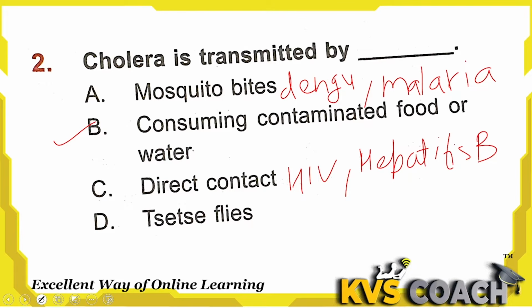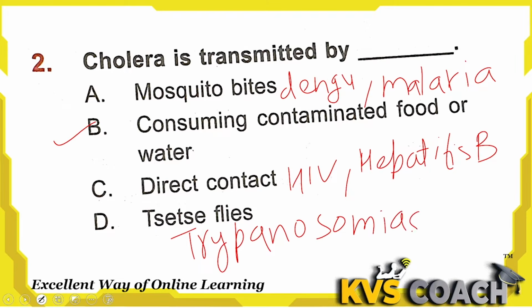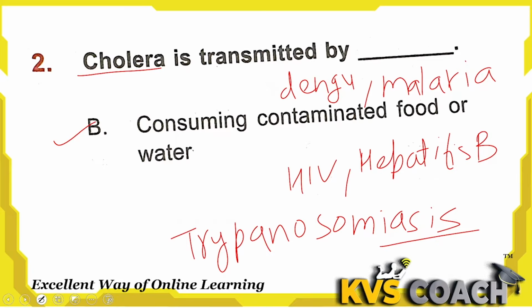Okay, and the tsetse fly, this fly causes sleeping sickness. This is the disease which causes sleeping sickness, and the scientific name of this disease is trypanosomiasis. Okay, this is the name of the disease in scientific way. Normally we say it's sleeping sickness by tsetse fly. Okay, but the right answer for cholera is option B only.